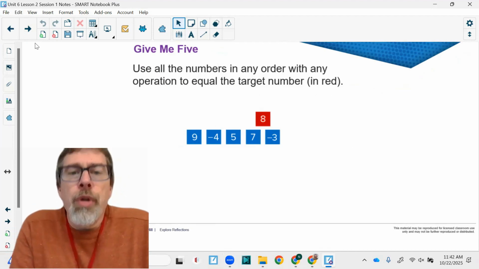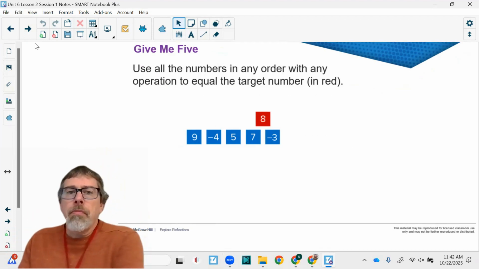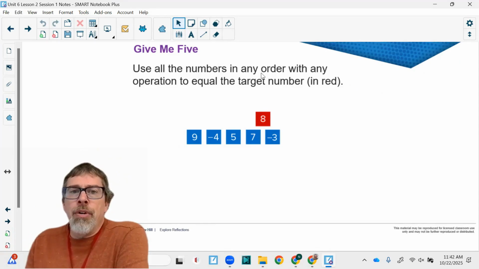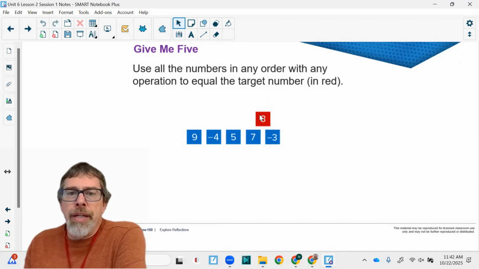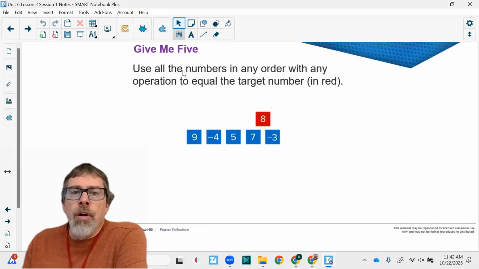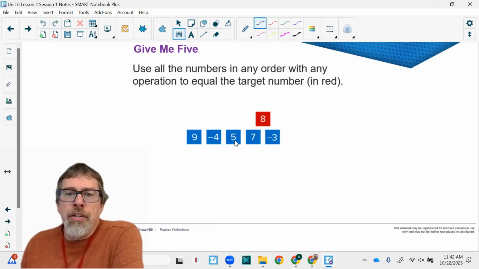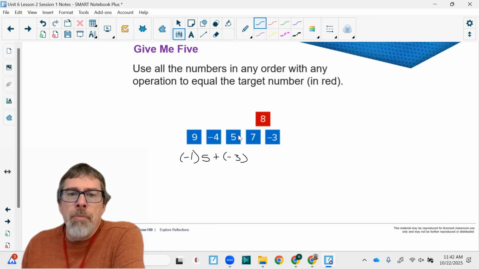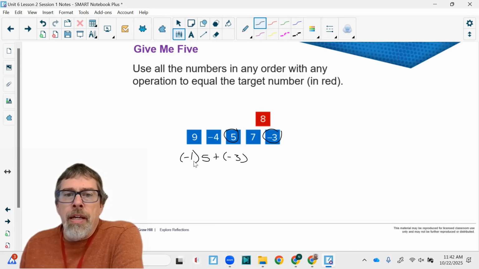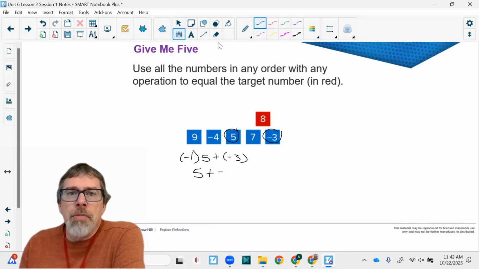Okay, quick example, give me 5. Use all the numbers in any order with any operation to equal the target number in red. So we want to get an 8. So I'm just going to do a couple basics. If I took a 5 and I said -1 times 5 plus -3, I'm using this and this, and -1 times 5 is -5 plus a -3, which means -3.